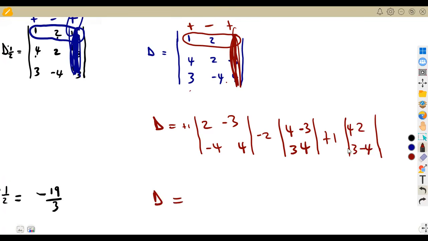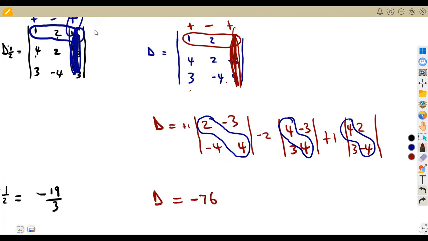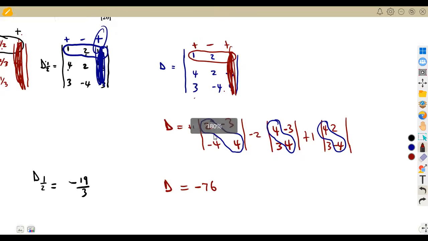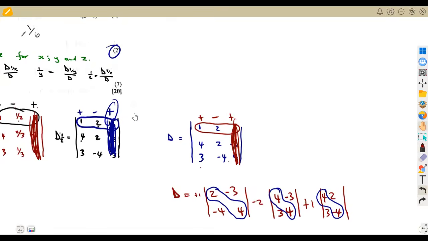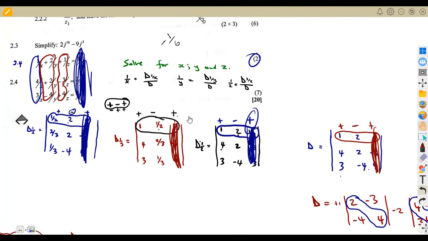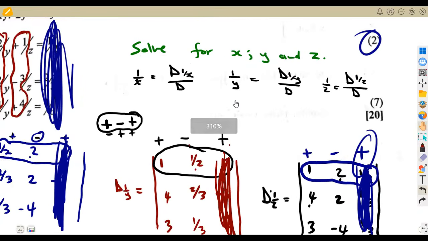You determine your determinant just like what we have been doing in the previous case. The product of this major diagonal on your calculator minus that one. This was going to give you a negative 76 if you combine everything at once. Okay, now that we have these determinants, remember our formula was that 1 over x is equal to the determinant of 1 over x over the determinant of what? The constants and so forth.